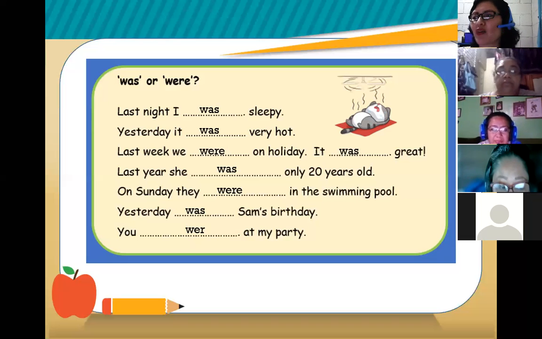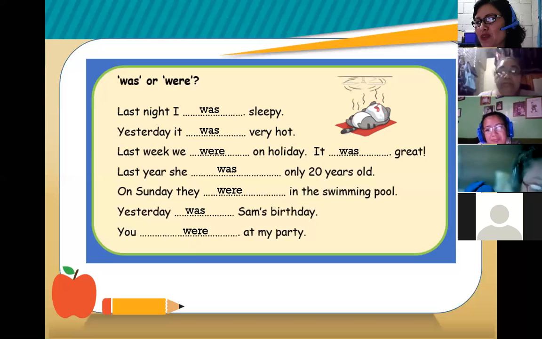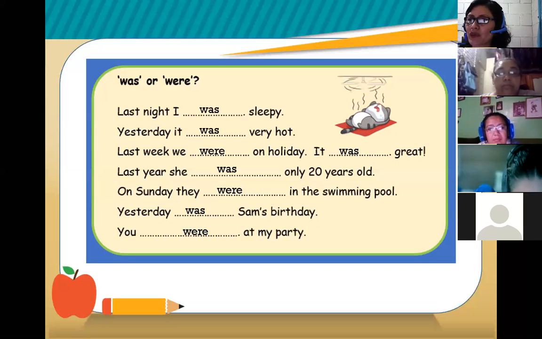No, yo no estaba ahí. Como no, dice, ya estabas. You were at my party, okay? Muy bien. Okay, so all what we have to do here is just to pay attention to the subject pronoun, right? And make sure we're using the right form of the verb be for affirmative sentences, right? And then I'm going to save the changes here.